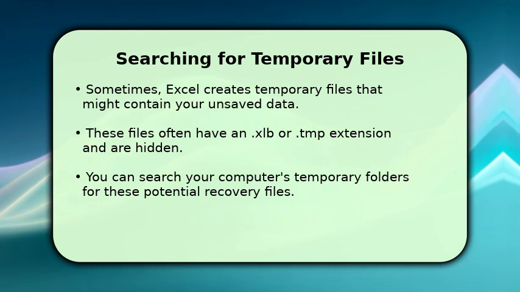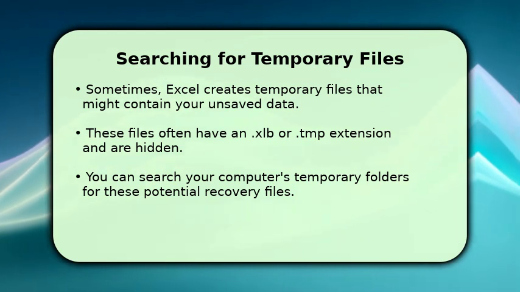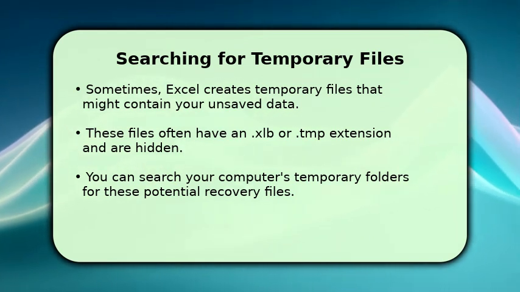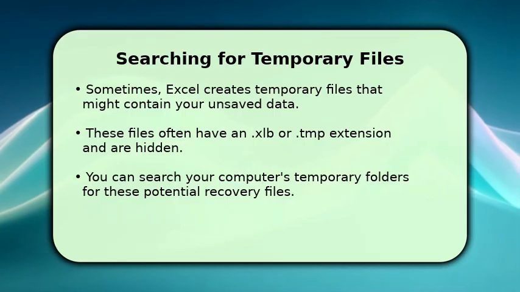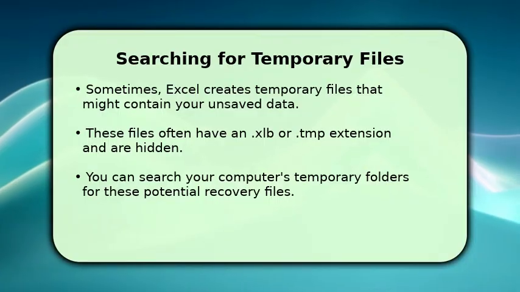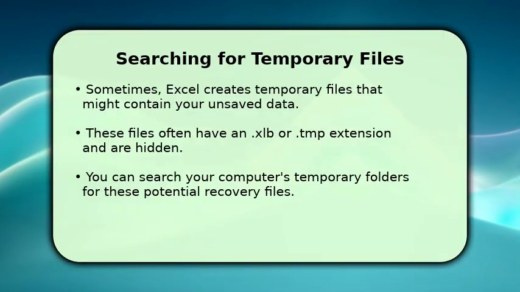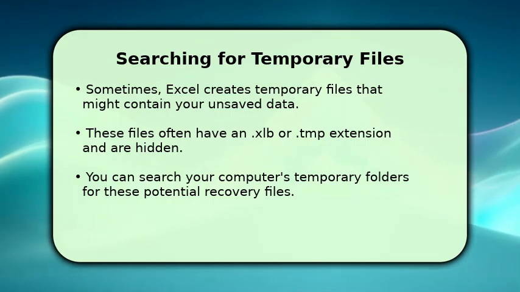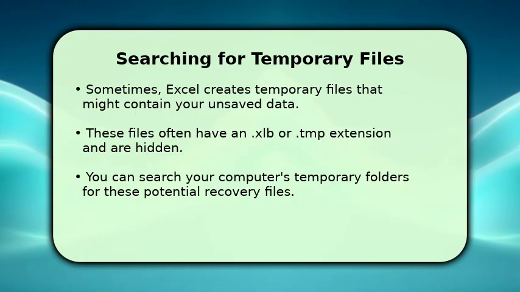Sometimes, Auto Recover might not catch everything, but don't worry, there's another trick. Excel occasionally creates temporary files that could hold your unsaved data. These files often have extensions like .xlb or .tmp and might be hidden on your system. You can try searching your computer's temporary folders, usually found in your user profile, for these potential recovery files. It's a bit like a digital treasure hunt, but it can pay off.